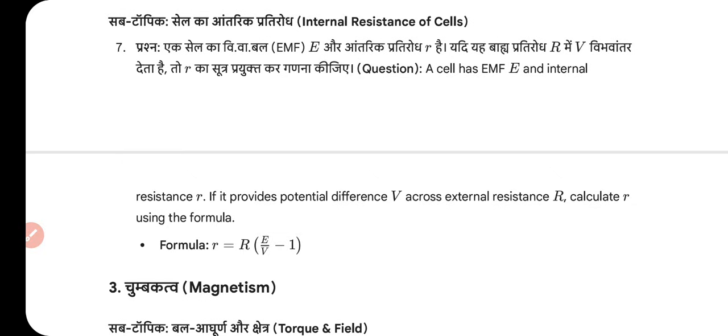Calculate R using the formula. This type of question comes in the examination. Small r equals R, E by V, electromotive force upon voltage, minus 1. This is a very important type of question.